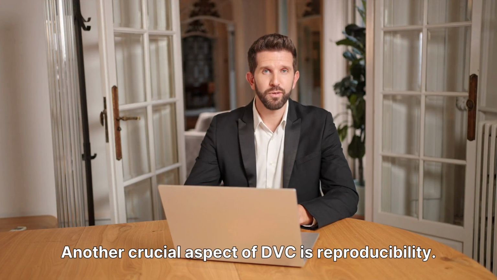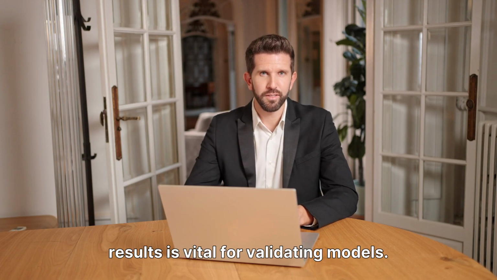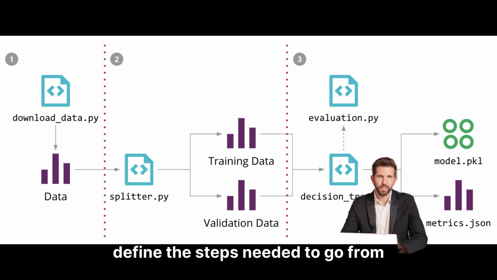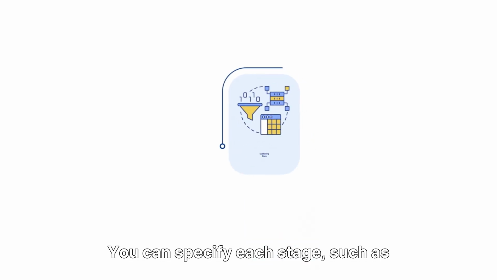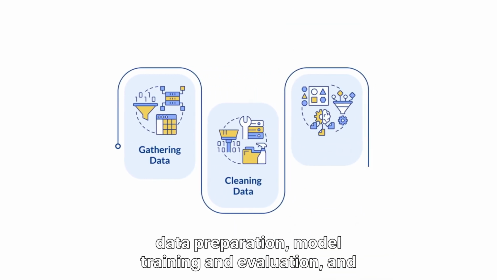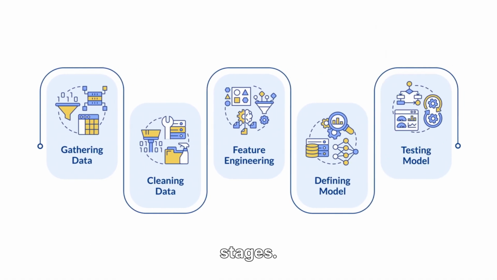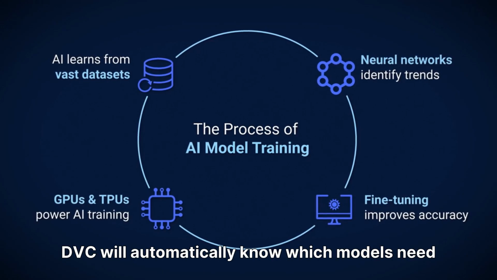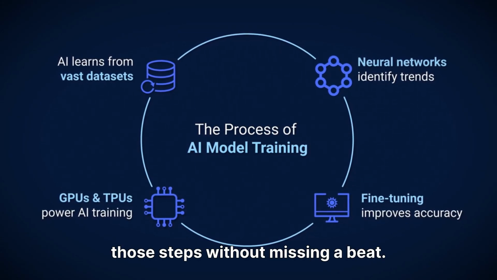Another crucial aspect of DVC is reproducibility. In data science, being able to reproduce results is vital for validating models. DVC allows you to create pipelines that define the steps needed to go from raw data to a trained model. You can specify each stage, such as data preparation, model training and evaluation, and DVC will track the dependencies between these stages. For example, if you update your dataset, DVC will automatically know which models need to be retrained and help you run those steps without missing a beat.